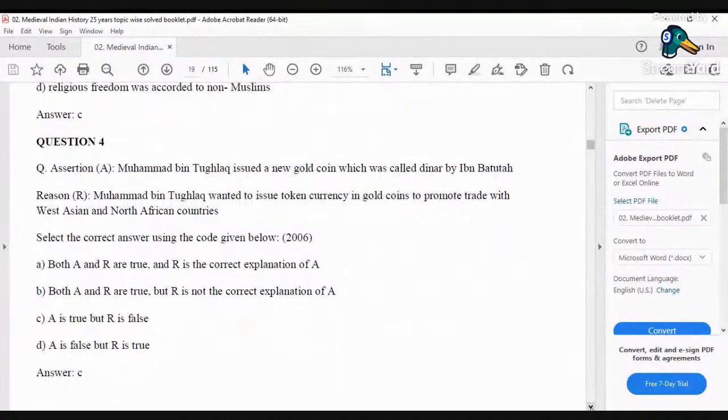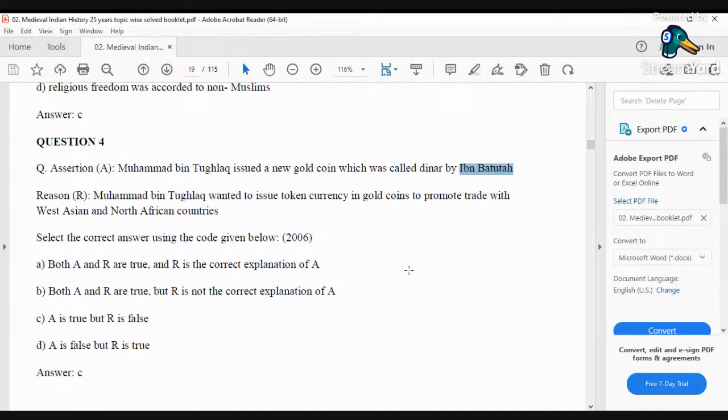Now, see, question number 4. This was asked in 2006, again in the form of assertion and reason. Muhammad bin Tughlaq issued a new gold coin which was called dinar by Ibn Battuta. Ibn Battuta is a very famous character.